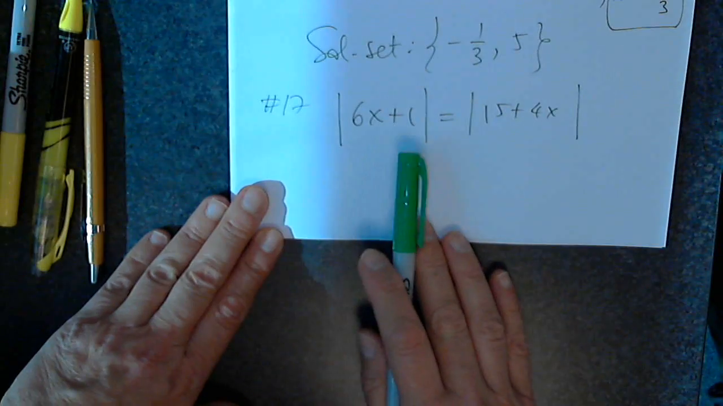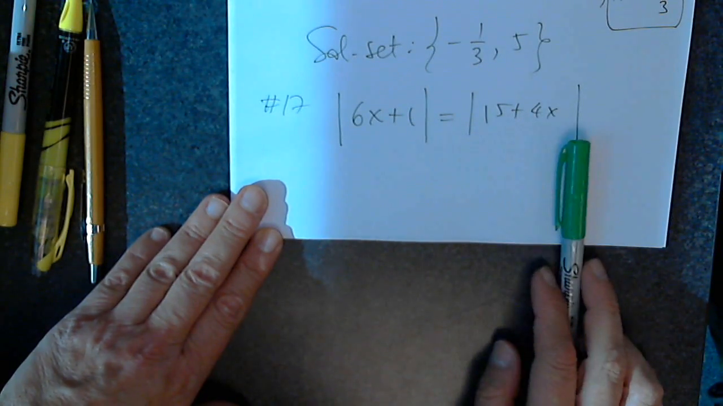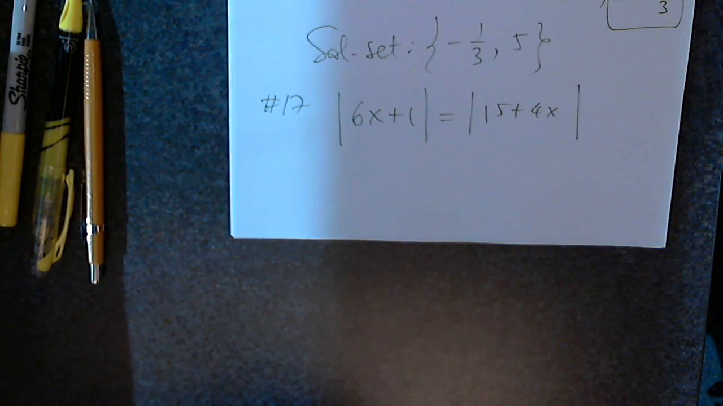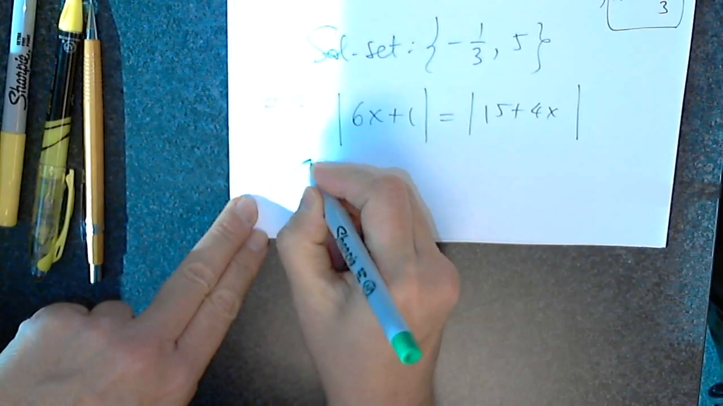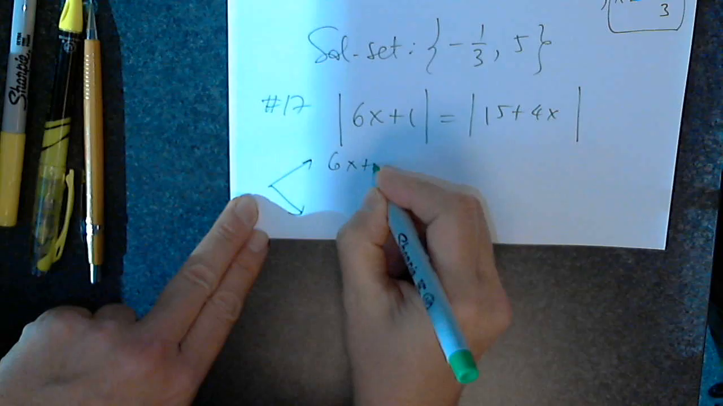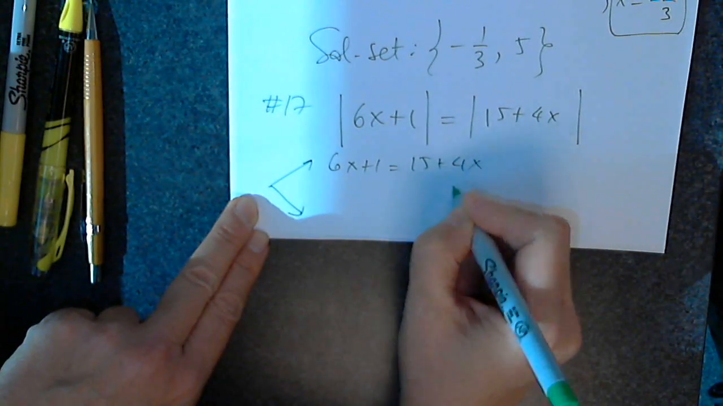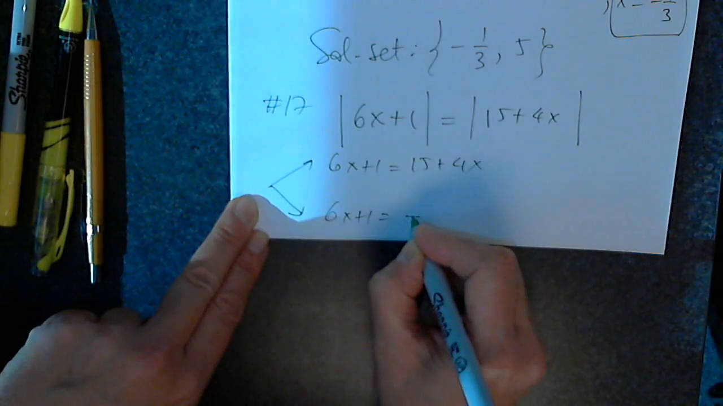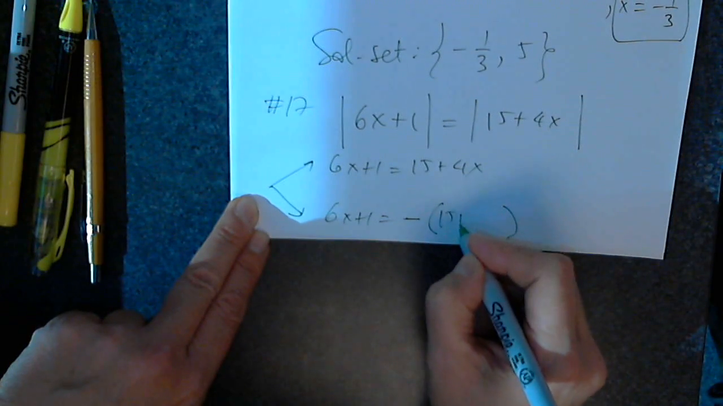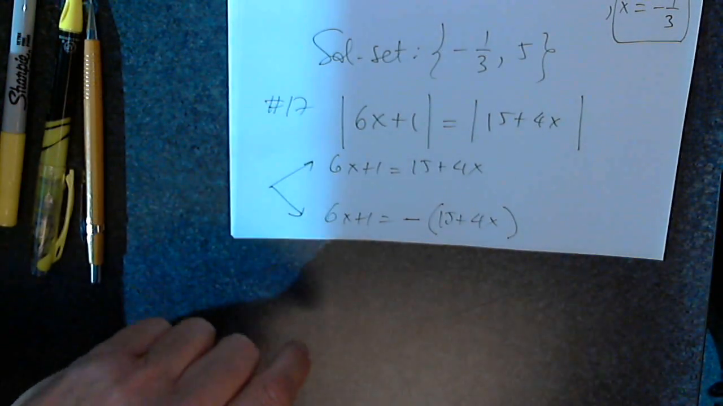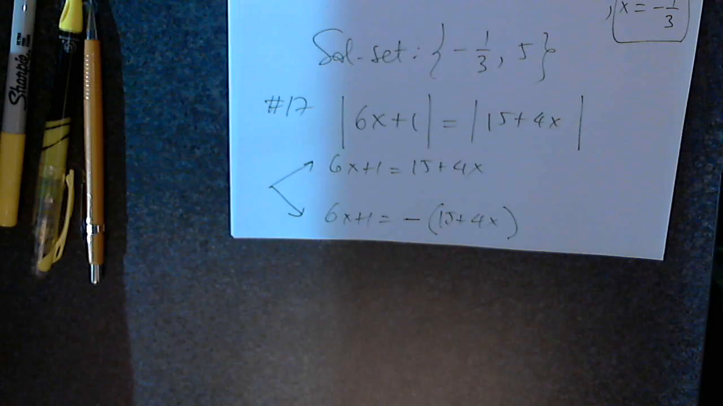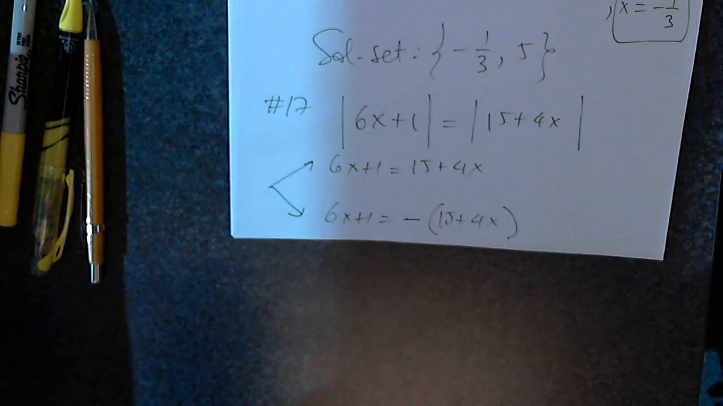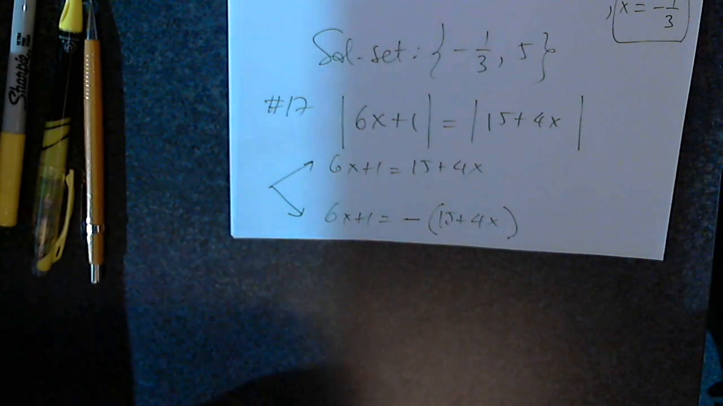So the absolute value of 6x plus 1 equals the absolute value of 15 plus 4x. Yes, please. Anyone? 6x plus 1 equals 15 plus 4x, and the other one, 6x plus 1 equals negative of the parentheses, negative (15 plus 4x). Yes, I wanted to show it to everyone, and you can do it in one step if you want to, but I wanted to remind everyone that these are the two options.